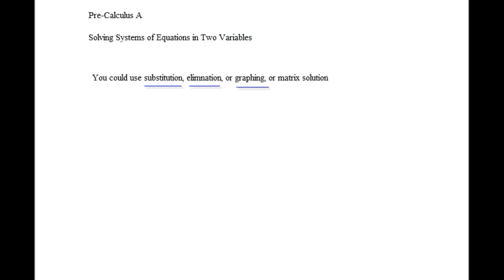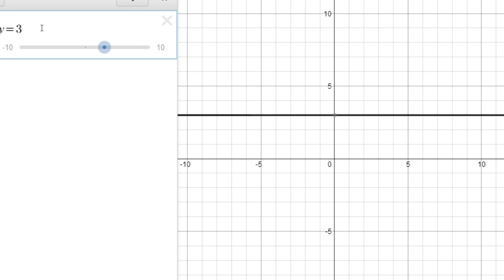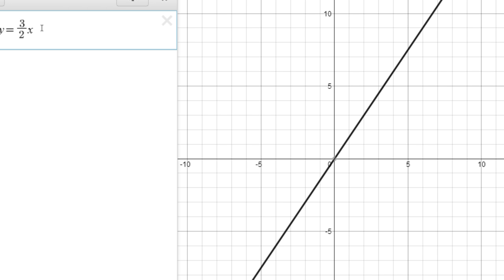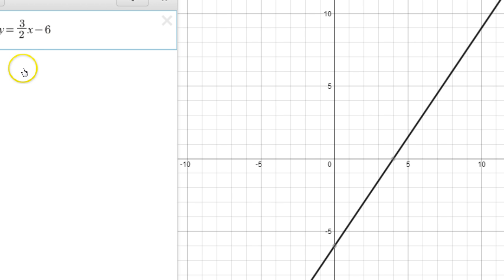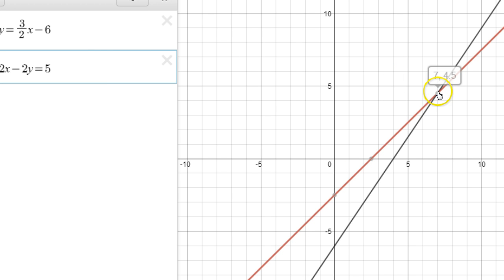Graphing, I do want to show Desmos and how much it helps out. So for example, let's say your equation was y equals 3 halves x minus 6, and 2x minus 2y equals 5. You could do elimination, you could do substitution. I like graphing because guess what?